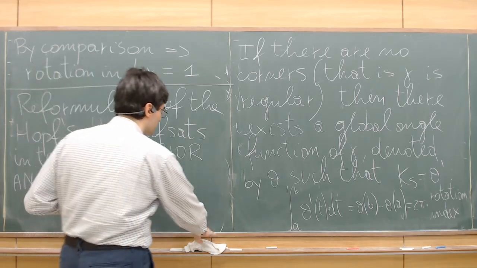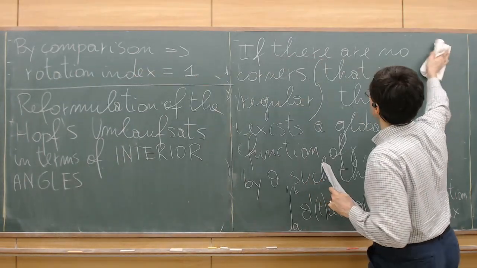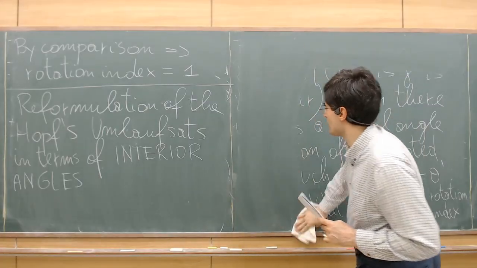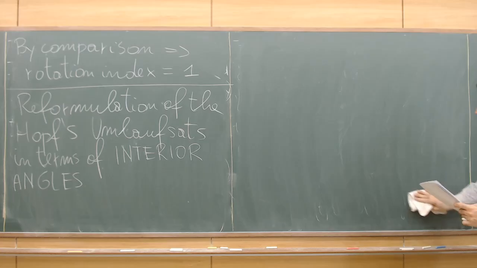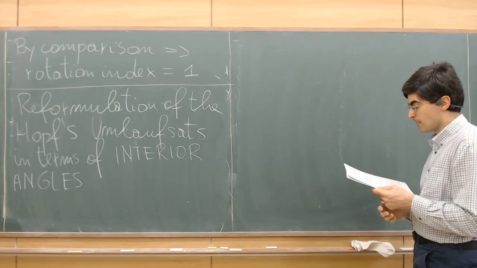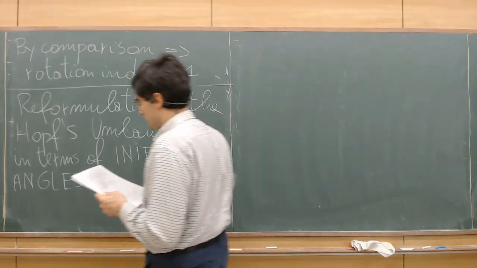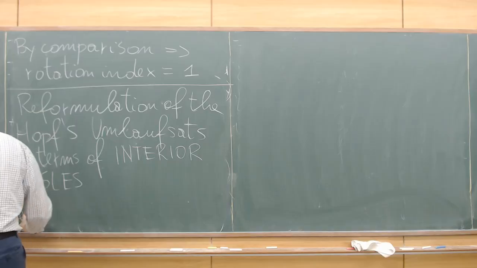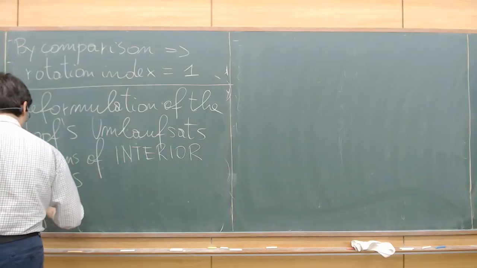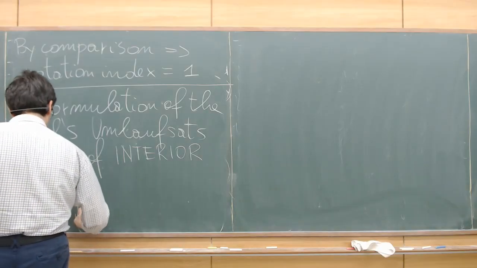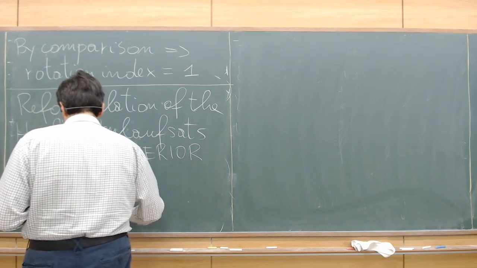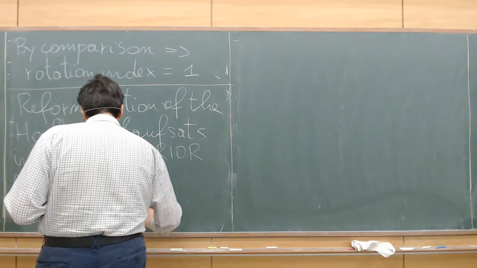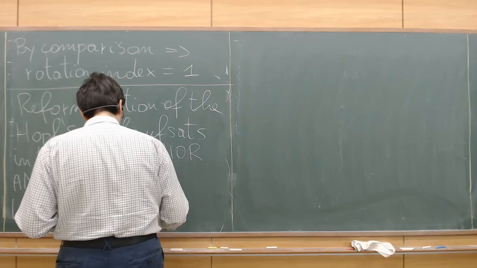So what are the interior angles of a curve? Once again, suppose that gamma is defined on a closed interval AB with values in R2, and it is piecewise smooth.